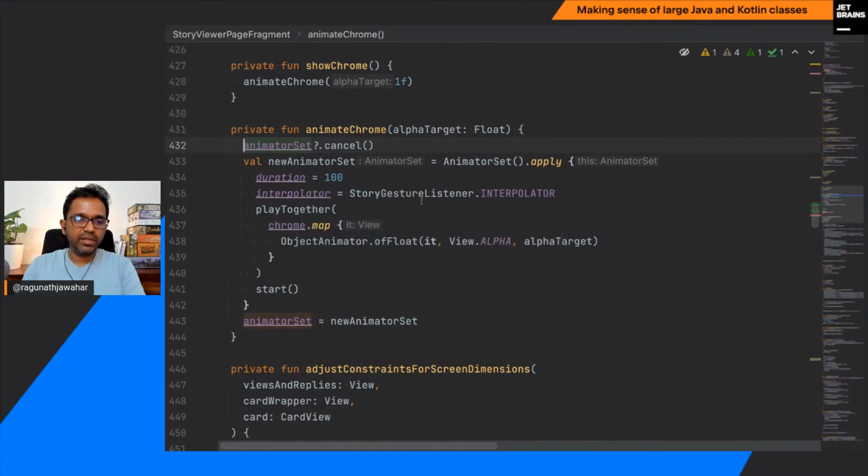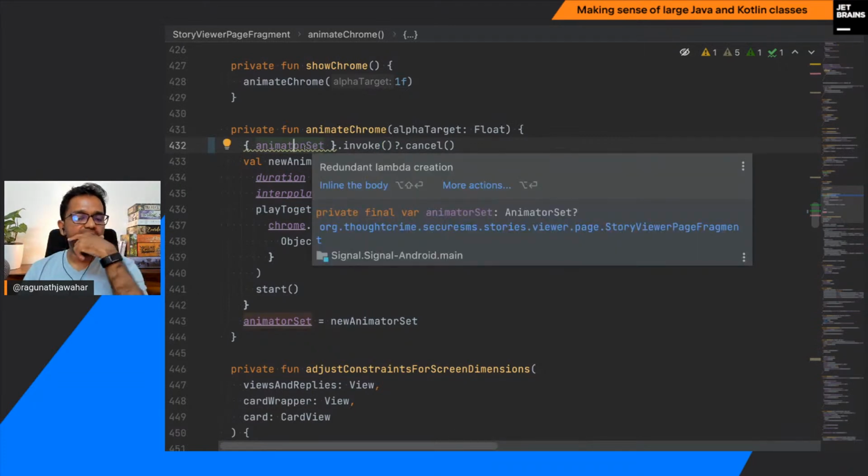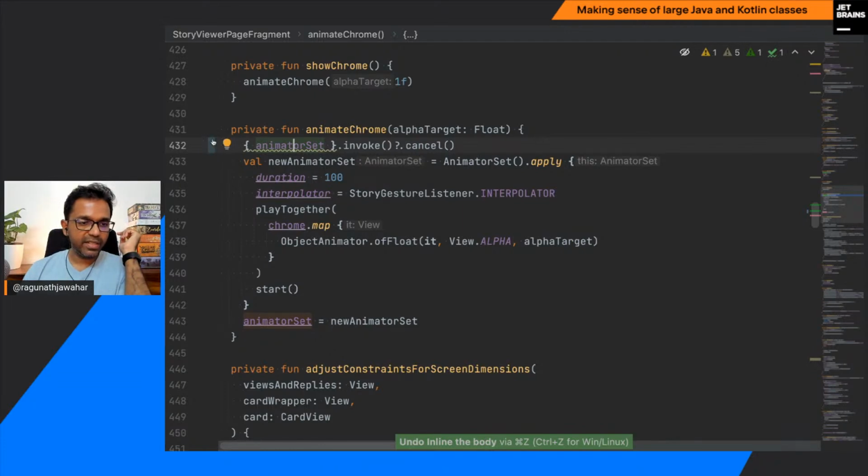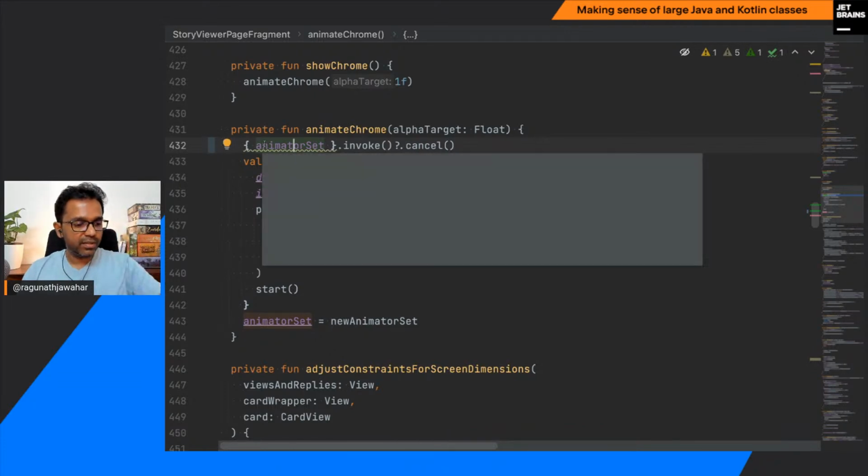So what I can do here is I need a getter and I also need a setter, right? That becomes tricky. So if I need a getter for this one, I could say this dot invoke. So when you do this dot invoke, the lint is telling you, hey, this is redundant lambda. You don't really have to do this because you could do something simpler. And if I inline body, I get the previous thing, right? And the other thing that you might have noticed is this little marker on the left that tells you what is going on, right?